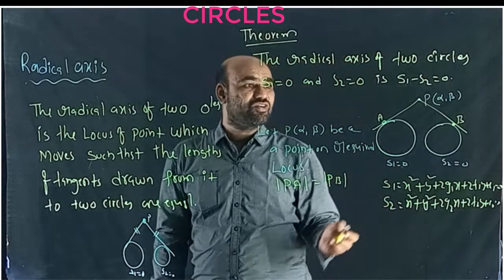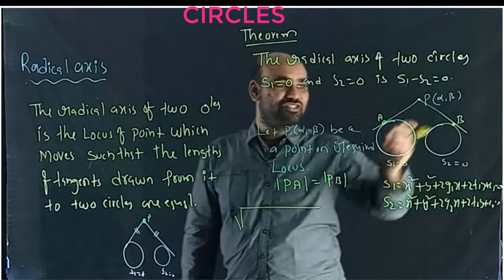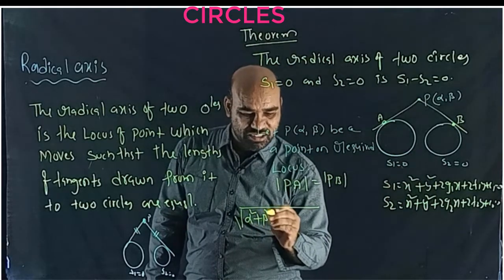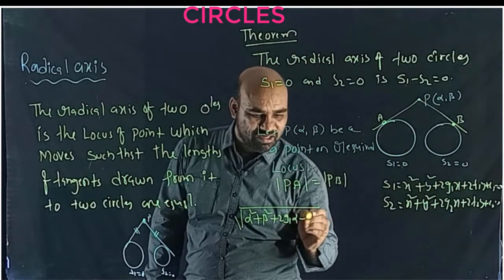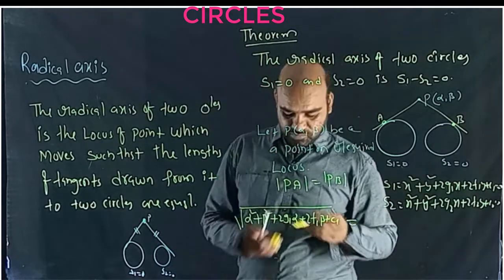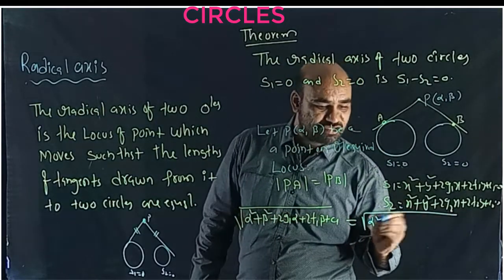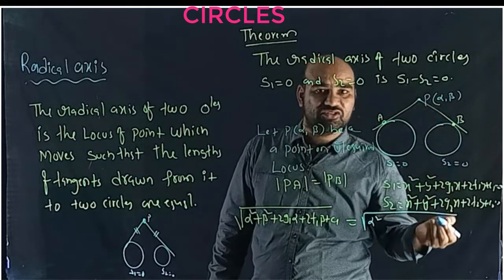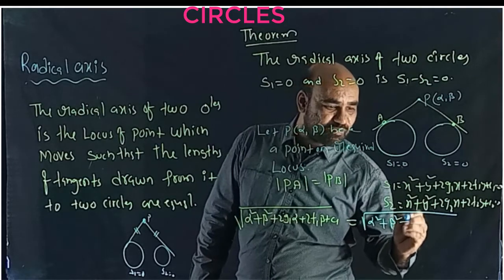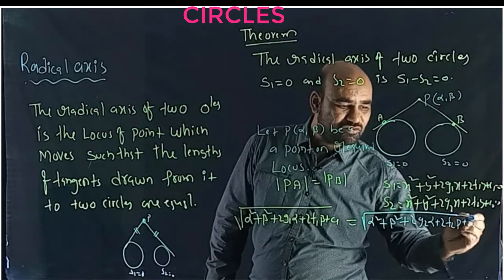So first of all, what do I want? PA length. PA length means root over S11. We just need to substitute alpha comma beta in the circle equation. That is alpha square plus beta square plus 2g1 alpha plus 2f1 beta plus c1, should be equal to root over S11 of the second circle, that is alpha square plus beta square plus 2g2 alpha plus 2f2 beta plus c2.